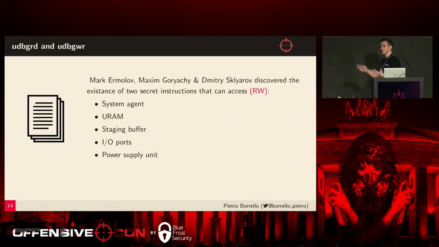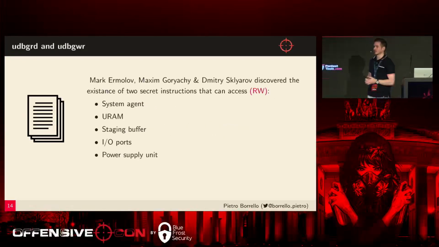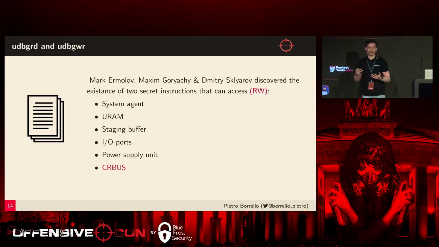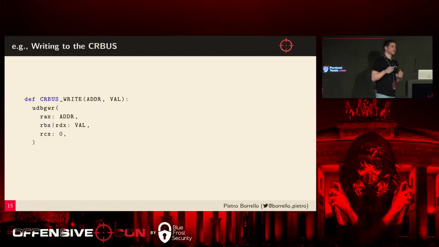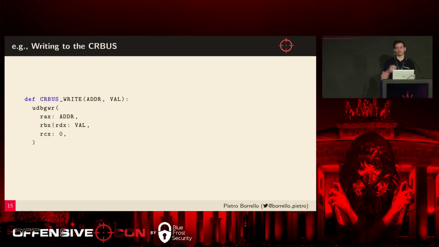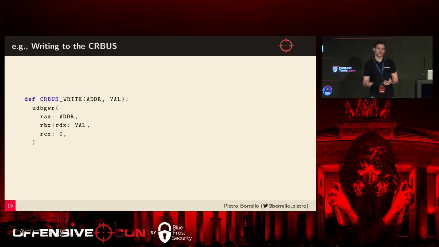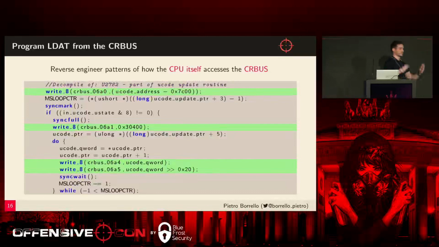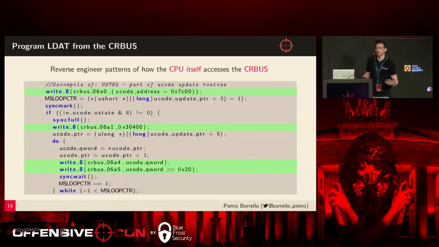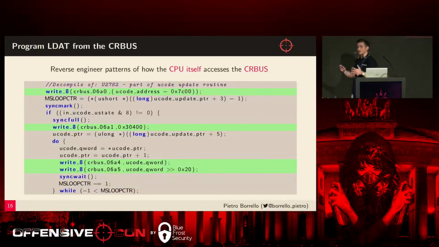So enter now the undocumented instructions that I briefly mentioned at the beginning. They are very interesting since they can access the internal components in the CPU. And among them, they can access the control register bus. So we can just define simple wrappers that use those undocumented instructions in red unlocked CPUs that let us write to the control register bus. That literally lets us program the CPU just from the software level. And then we can use our reverse engineering framework to observe the patterns that the CPU uses to access that buffer, and then just try to replicate them.